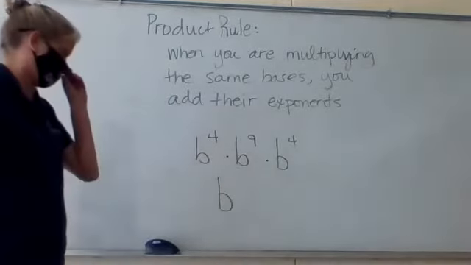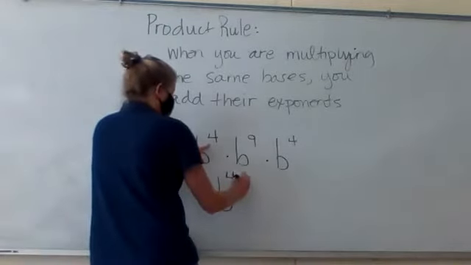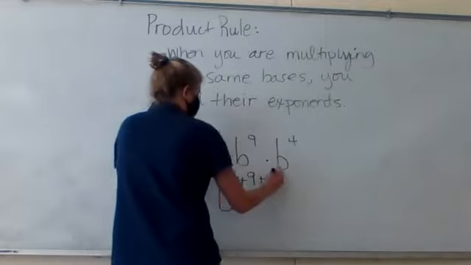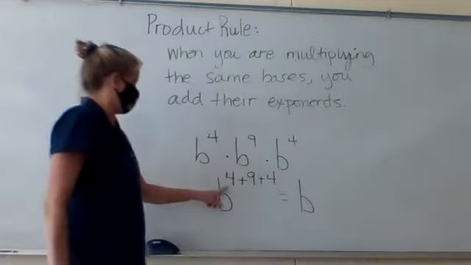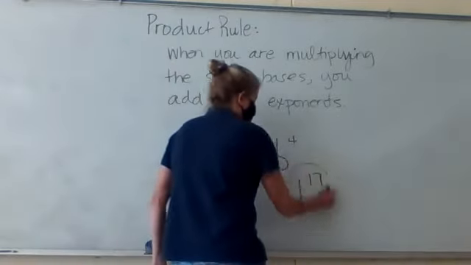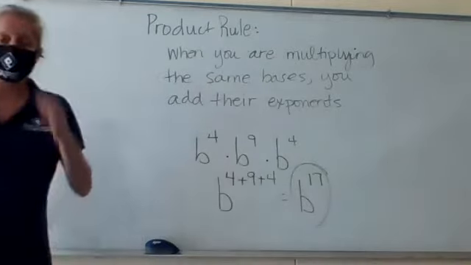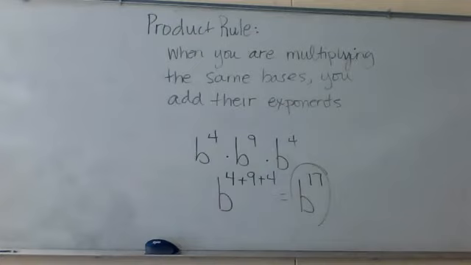I can simplify this by writing its same base and then adding those three exponents together. So that's the same thing as saying b to the, let's see, 13 plus 4 gives me 17. So b to the 17th. Same bases, add exponents.